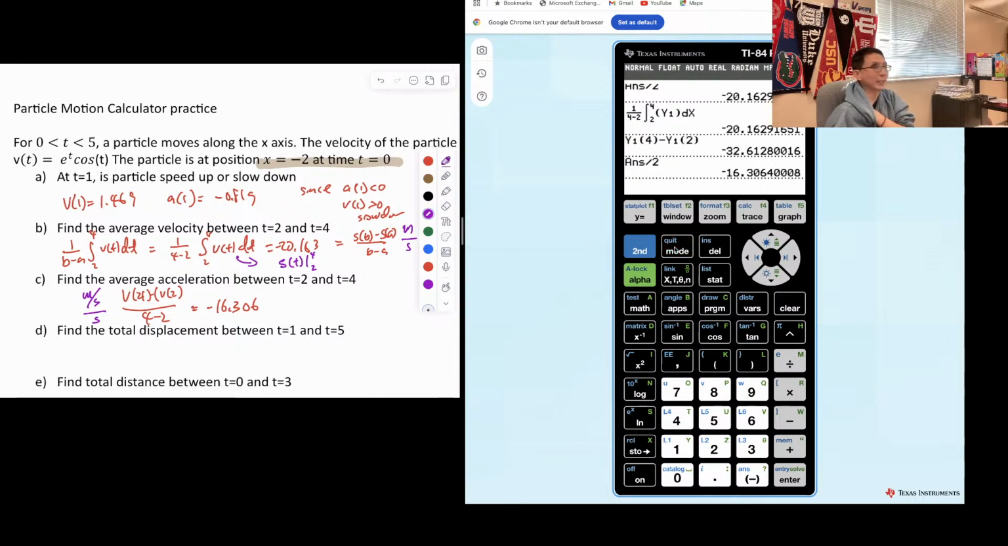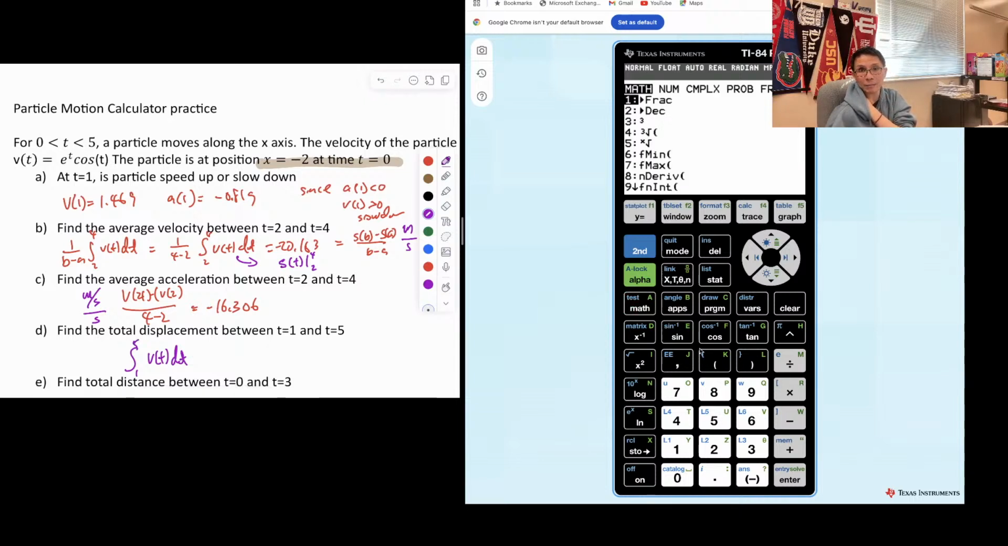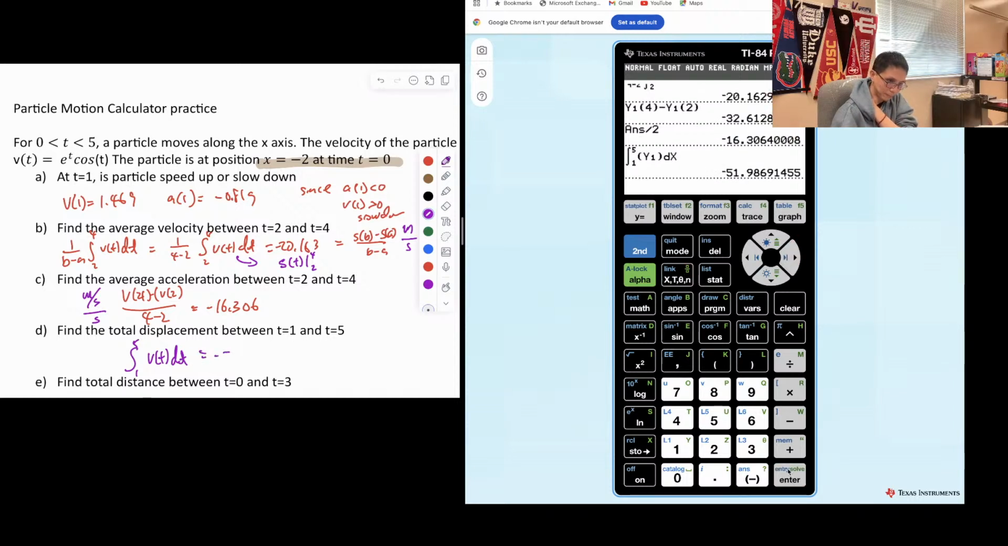Okay, I cannot talk over you guys. So let me talk. Total displacement is just without the absolute value, between 1 and 5. And I can do that. Math, 9, from 1 to 5, VARS, Y-VARS, function, Y1, d to the dx, and then move on with your life. Negative 51.